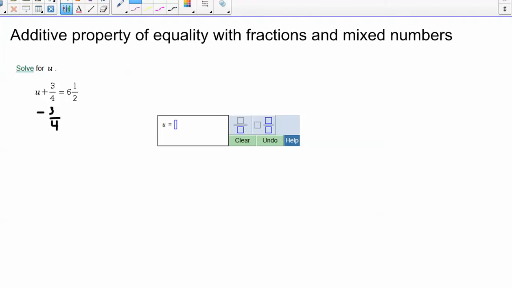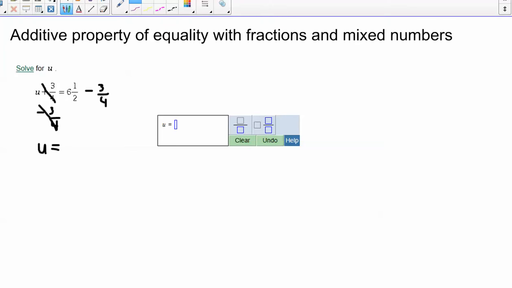Okay? As we mentioned, two jobs in algebra. One of them is to keep the equal sign true. And the way we do that is to do the same thing to both sides. So because we subtracted 3/4 from the left-hand side of the equation, we also have to subtract 3/4 from the right-hand side of the equation. So you see that happening on both the left and right-hand sides. The adding 3/4 and subtracting 3/4 cancel each other out and leave us with u on the left side is equal to 6.5 minus 3/4 on the right side.